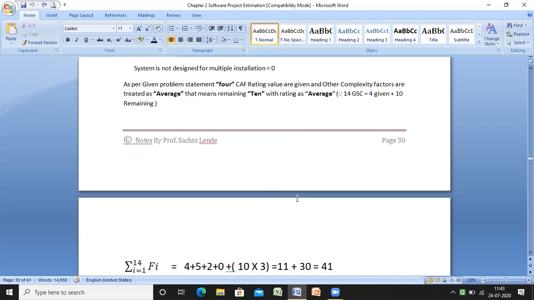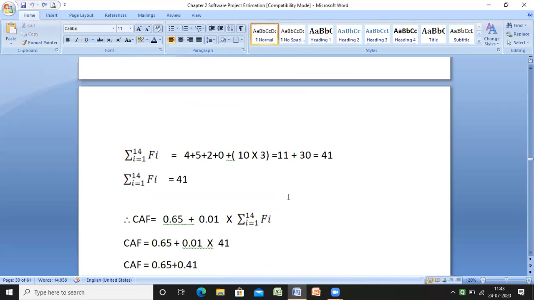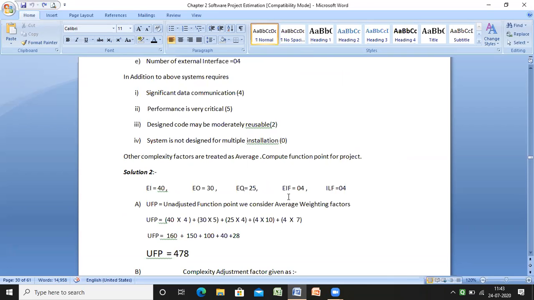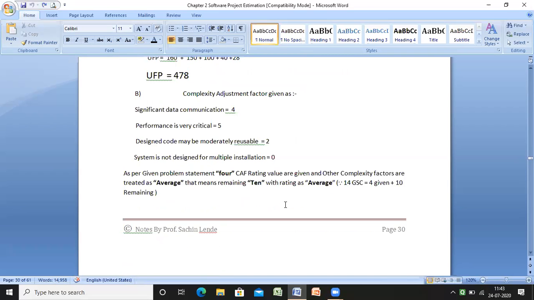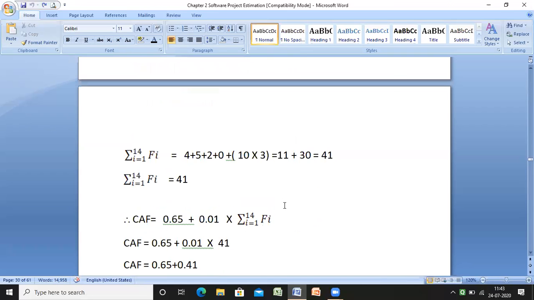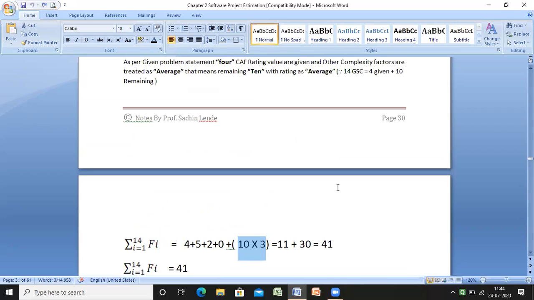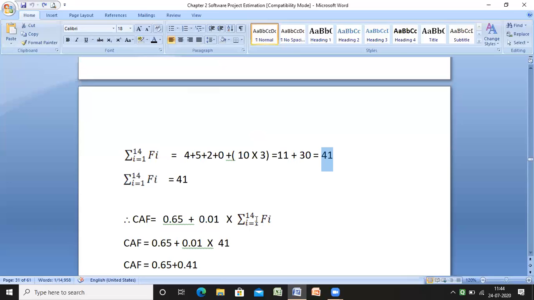Then the average ones are 10. If the ratings are average, I already mentioned that they have some weightage, 0, 1, 2, 3, 4, 5. So 10 into 3, because there are 10 remaining, is 30. Okay, this is 30. So 4 plus 5 plus 2 is 11, and 30 plus 11 is 41. So the summation of Fi, where i is 1 to 14, is equal to 41.